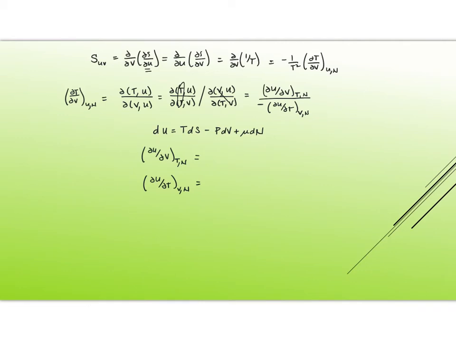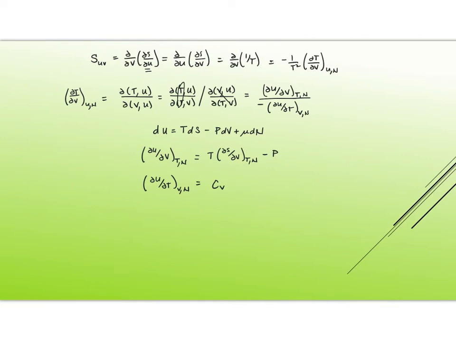The numerator, du dv at constant t and n, I can find by taking the derivative of this differential. So I end up with t ds dv at constant t and n minus p dv dv, that's just 1, plus mu, and then the differential of n, or the derivative of n, holding n constant is 0. So I end up with this expression for the first one, and for du dt at constant v and n, we've seen that that is equal to c sub v.